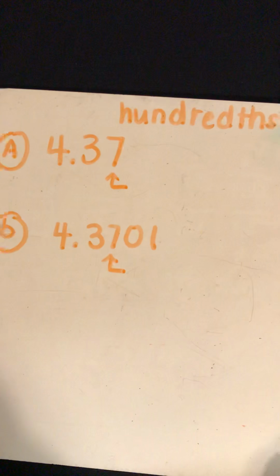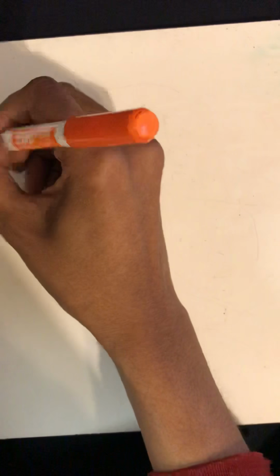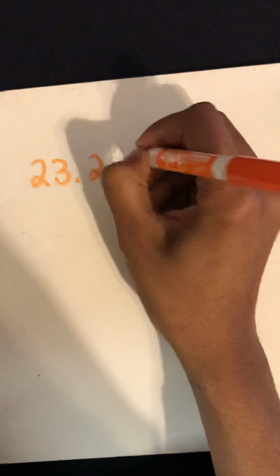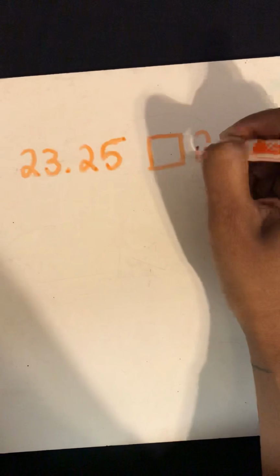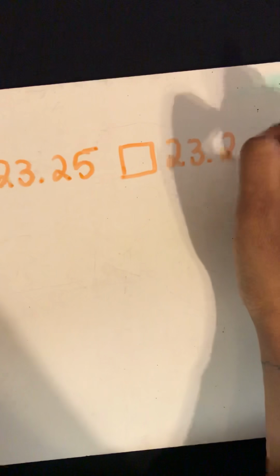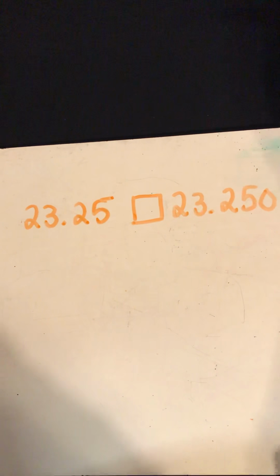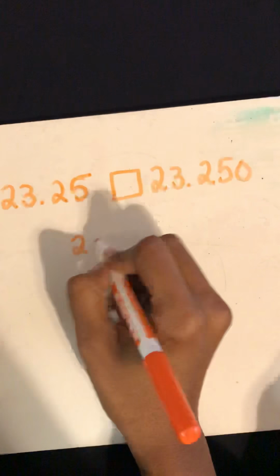So if I want to compare decimals now, I want to compare 23.25 compared to 23.250. Which number is bigger? First of all, to figure this out, we can write the numbers on top of each other.